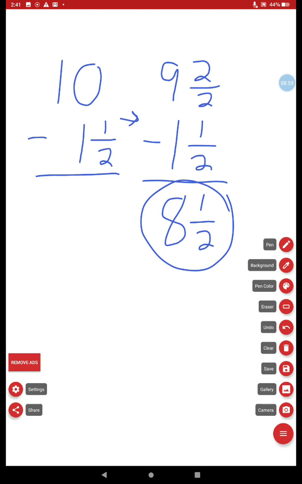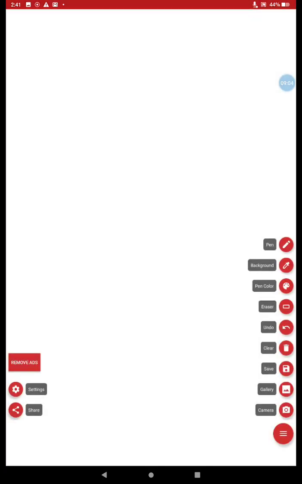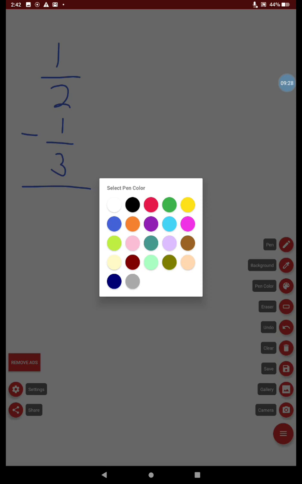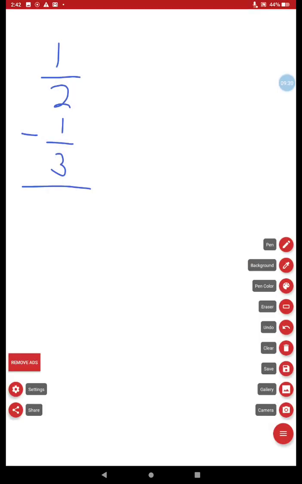All right. And then one more thing that we're going to be working with is what if I have unlike denominators? Okay, so what if I have 1/2 subtract 1/3, right? I got to get a common denominator. Can I change a 2 into a 3? No, I can't. But is there a number that I can change a 2 and a 3 into? How about 6? Let's do that.